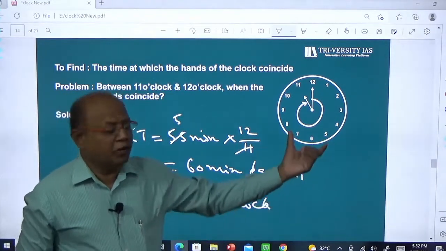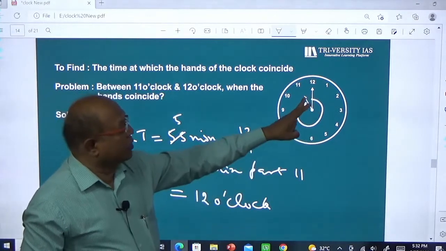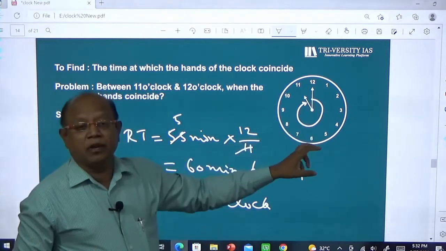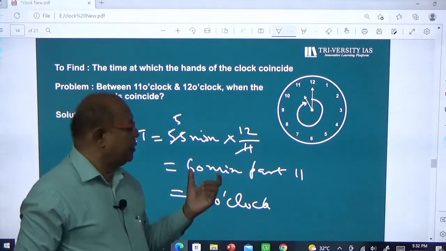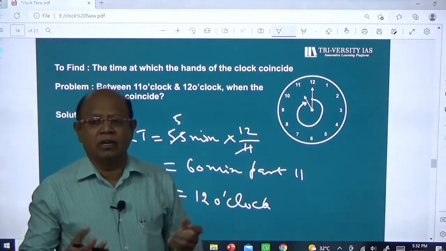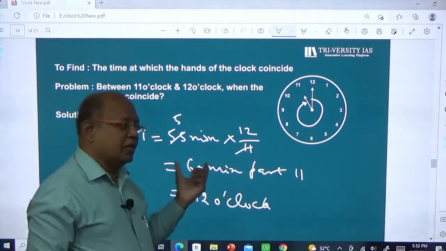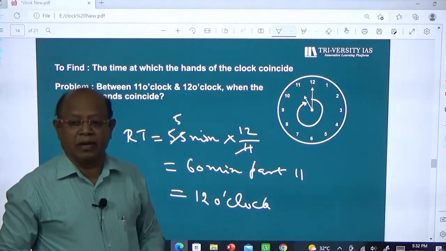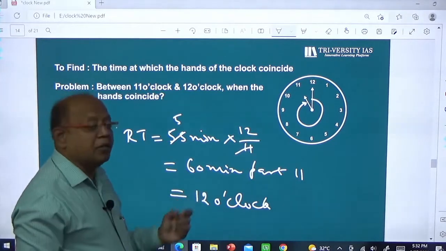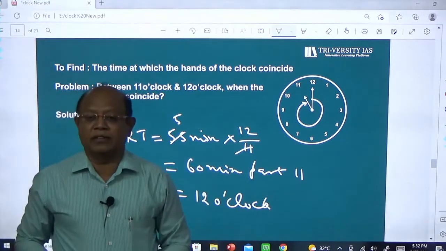So what is visible to us? Here 11 o'clock, once again I am telling, to catch hold of the smaller hand, the bigger hand has to move 55 minutes all the way from 12 to come to 11. But by that time the smaller hand will also move. How much extra distance does the minute hand have to cover to balance that? You will get it by multiplying by 12 by 11. So the visible time is 55 minutes; if you multiply by 12 by 11, the actual time is 60 minutes. 60 minutes ahead of this 11 o'clock, that is 12 o'clock only, the coincidence takes place.